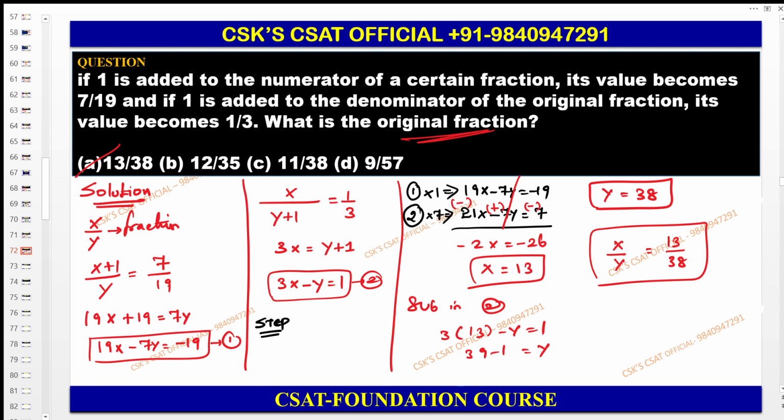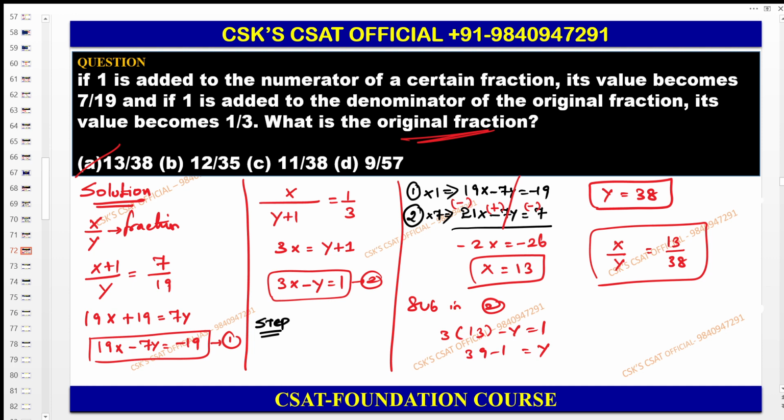Sir, why have we multiplied the second equation with 7 and the first with 1? That is why I mentioned very clearly: in order to make the y coefficient the same. 7 into 1 is 7. Here, what is the y coefficient? 1. 1 into 7 is equal to 7.